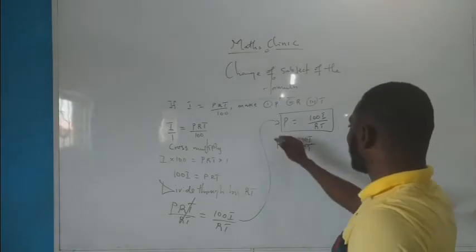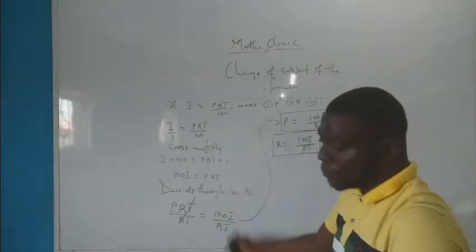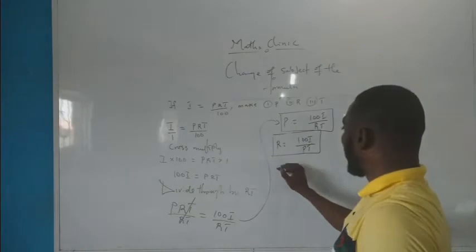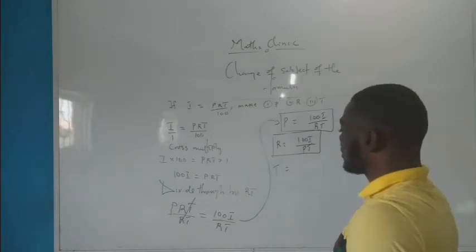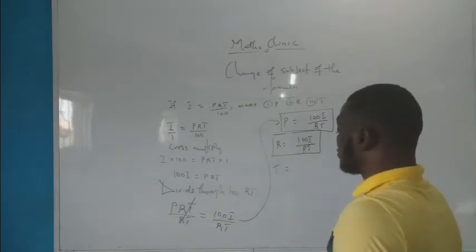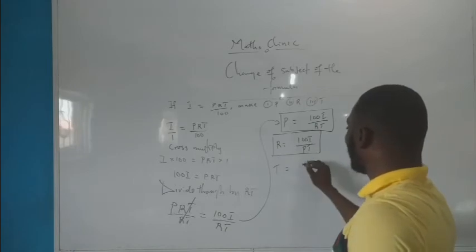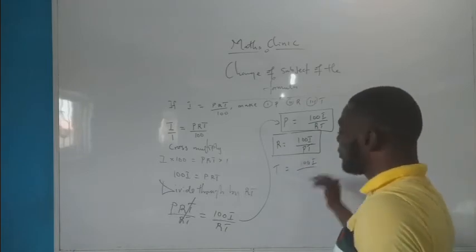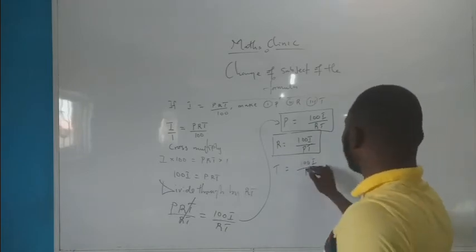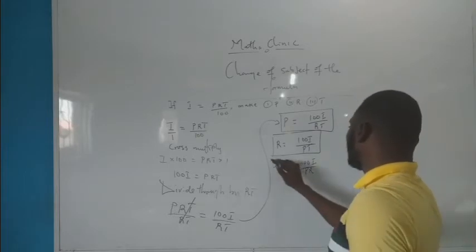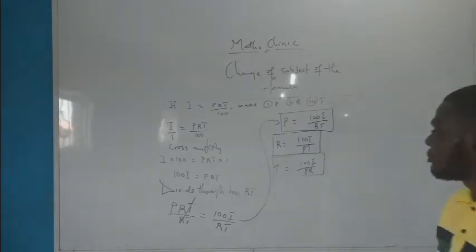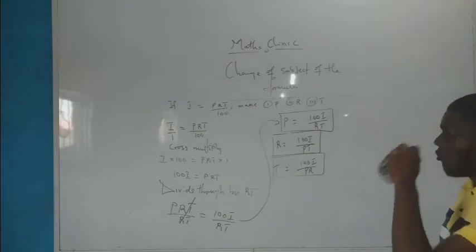Okay, and to also make what? Same procedures. To make T the subject, that will be 100 I, everything over P R. Okay, this is making T the subject.